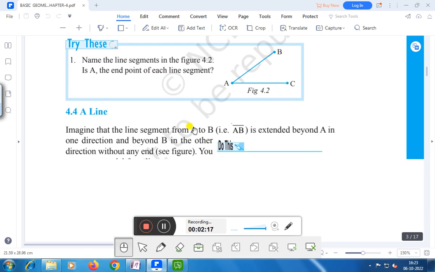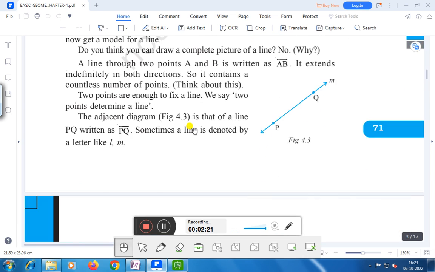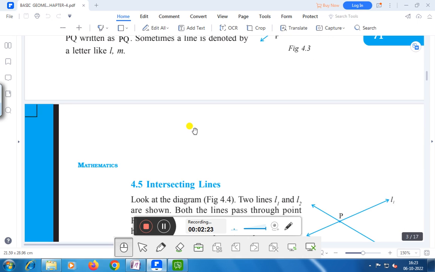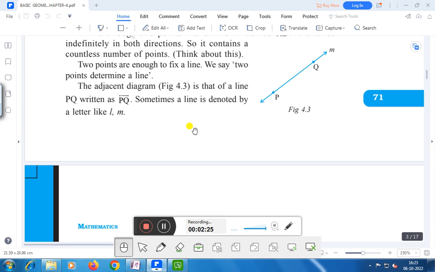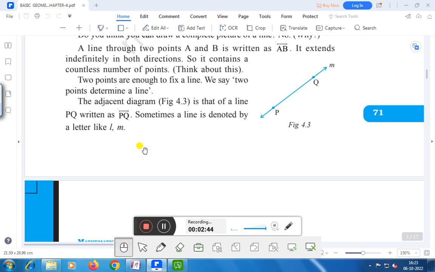Now, what is a line? We will define the line. Two points are enough to fix a line. We say two points determine a line. The adjacent diagram, figure 4.3, is that of a line PQ, written as PQ with an arrow on both sides. Sometimes a line is denoted by a letter like L and M, right?